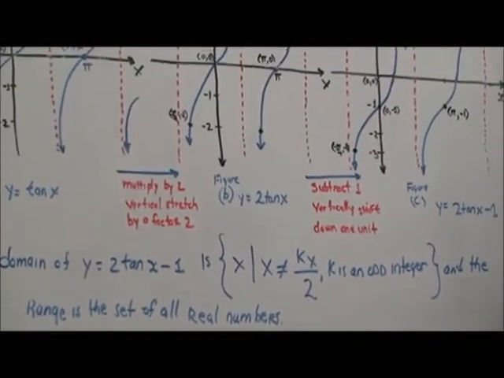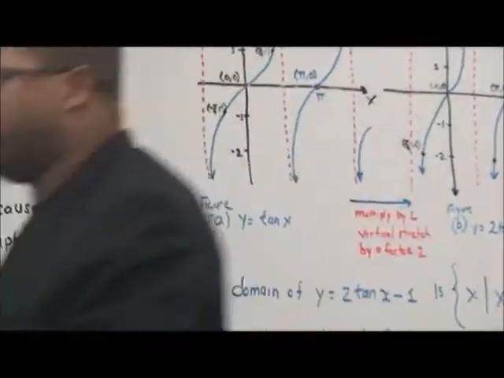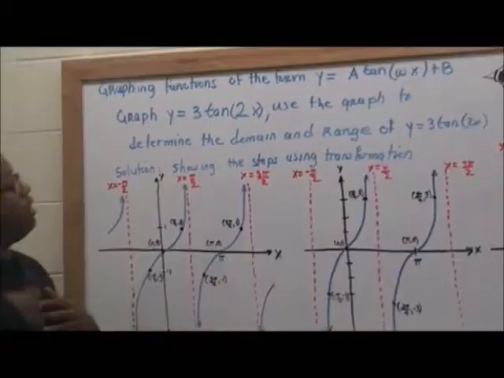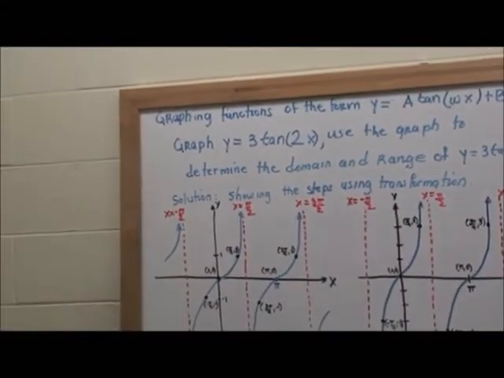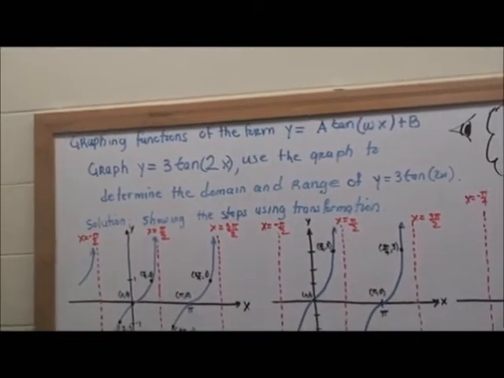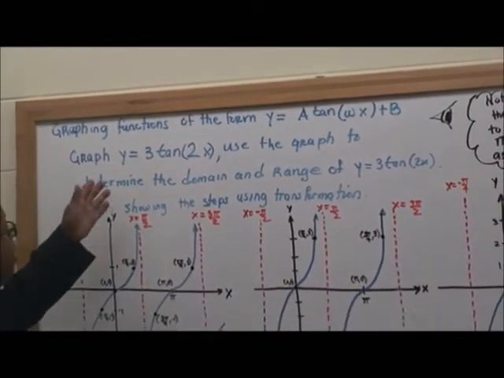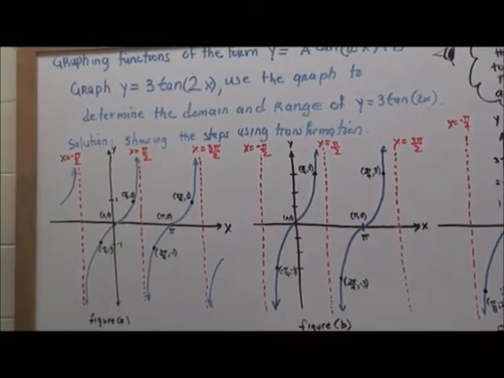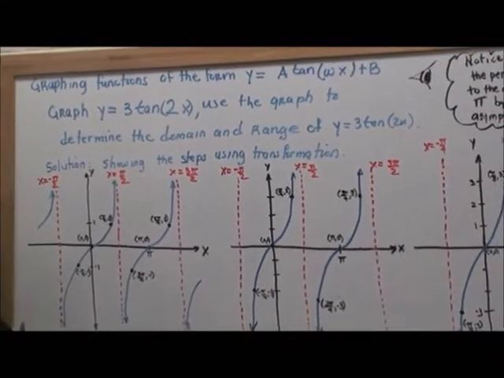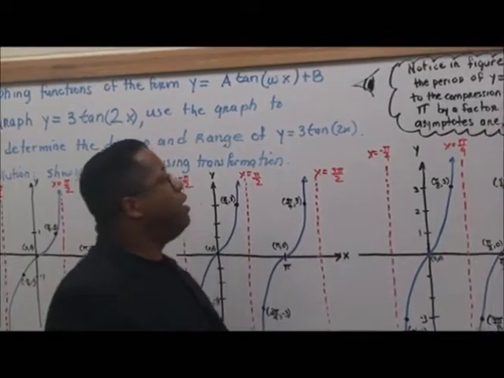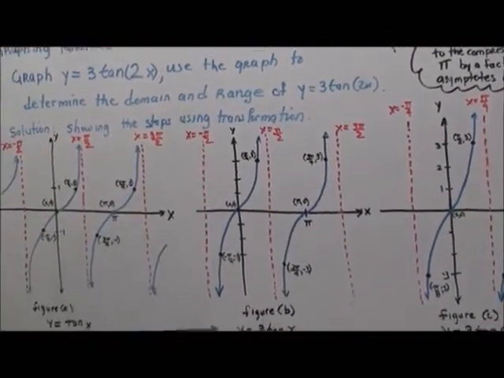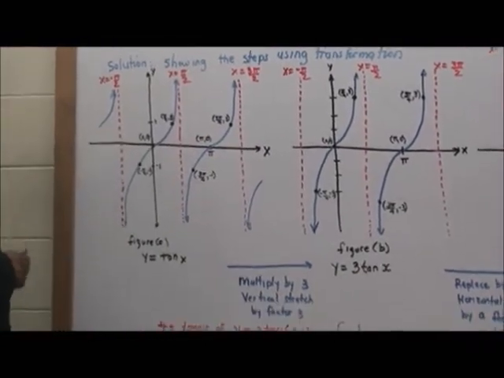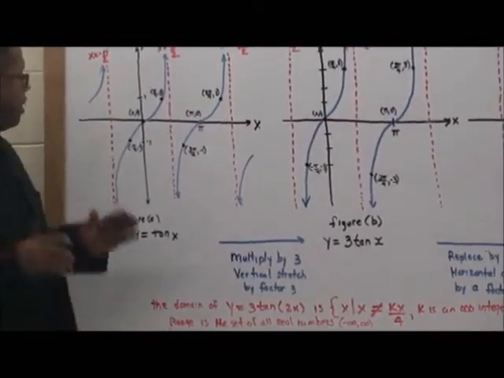So let's go look at another problem real quick. A tan omega x plus b. We want to graph this time y equals 3 tan 2x, right? Use the graph to determine the domain and range of y equals 3 tan 2x. Solution. Show the 4 steps using transformation.